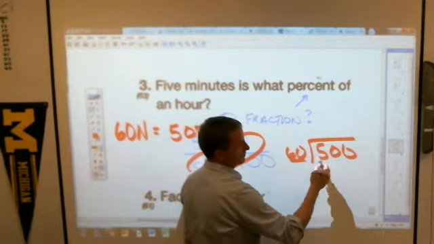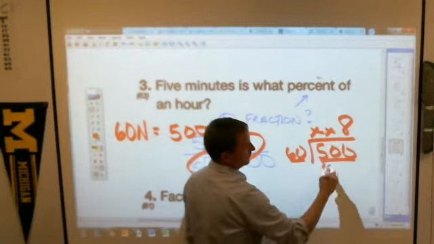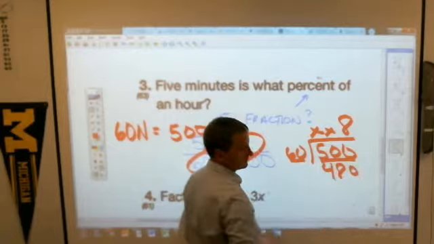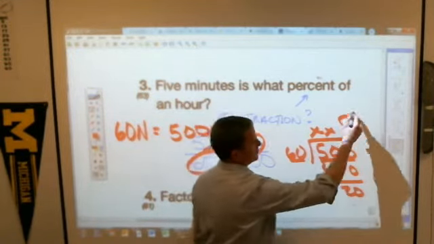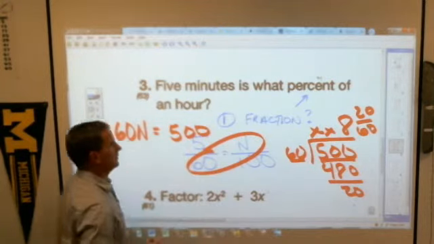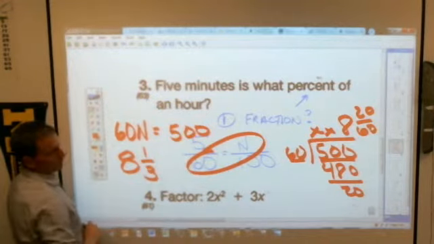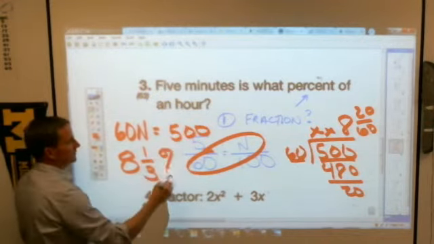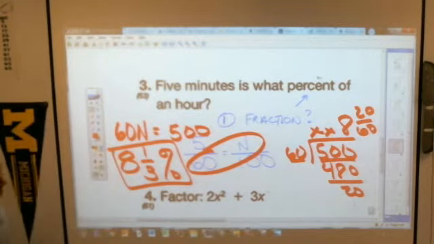But 60 doesn't go into 50, but it does go into 500 8 times, which is 480. What's left over? 20. Make that a fraction. 20 over 60 reduces to 1/3. If you put 0.33, I probably would have given it to you, but it did ask for a percent, so let's go with that. There probably are some other ways to do that. If you did it the other way and got a different answer, or the same answer, that is fine.